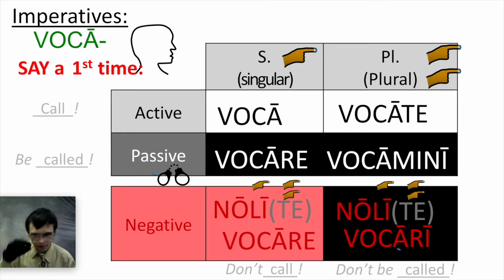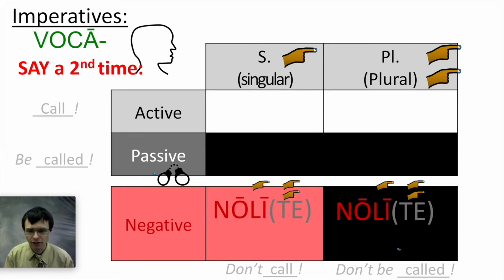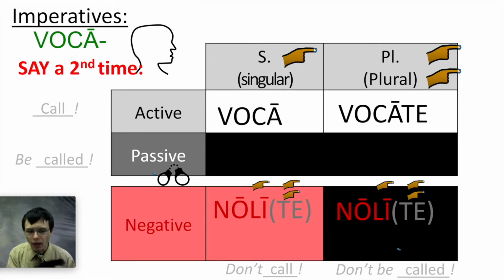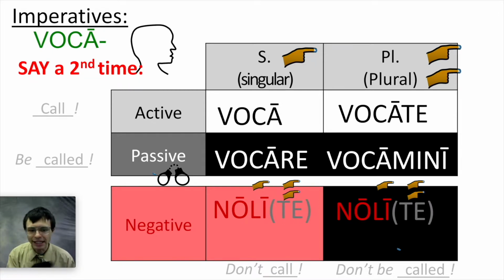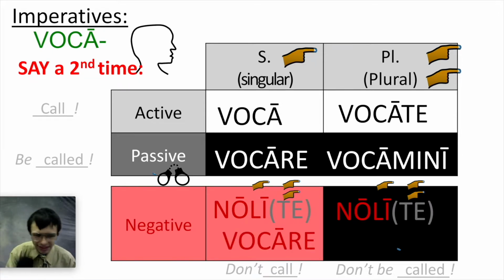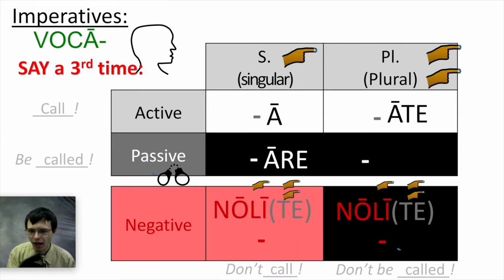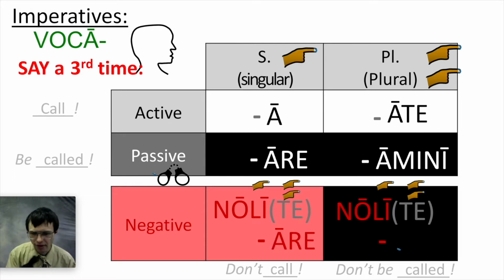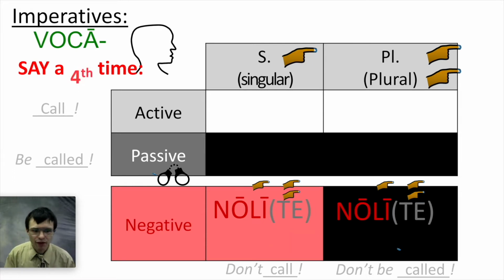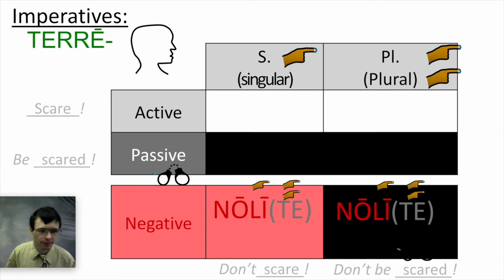Very good. All right, say it a second time, this time a little faster. Ready, go. Voca, vocate, vocare, vocamini, nolite vocare, nolite vocari. Good. And a third time, this time fast. And a fourth time without me. Ready, go. Very good. And now second conjugation, long E verbs.